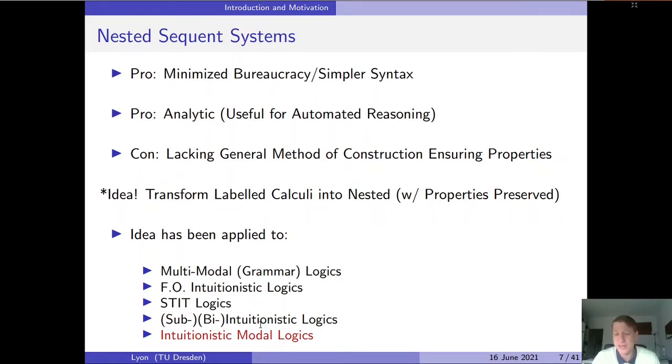If we want to construct nested sequent systems, one way to do this is to take the semantics of our logic, transform it into a labeled sequent calculus, then use general theorems which exist within the labeled sequent formalism to confirm that these labeled calculi possess certain fundamental proof theoretic properties, and then transform these labeled calculi into nested calculi, showing that the properties are preserved along the way. In this way, the nested sequent systems inherit the nice properties of the labeled sequent systems. We also have a process for their construction, but we also have less bureaucracy in our proofs, and we have full analyticity.